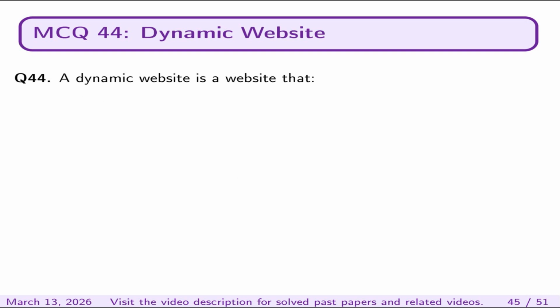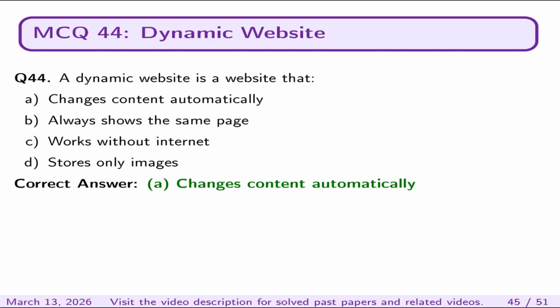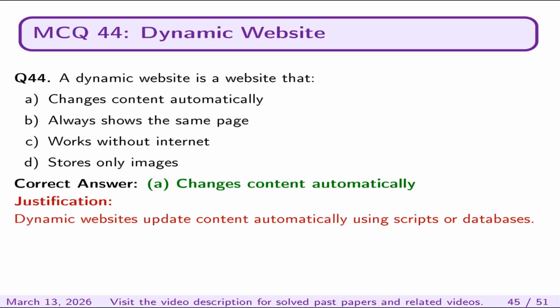Question number 44. A dynamic website is a website that: changes content automatically, always shows the same page, works without internet, stores only images? The correct option is changes content automatically. Dynamic websites update content automatically using scripts or databases.